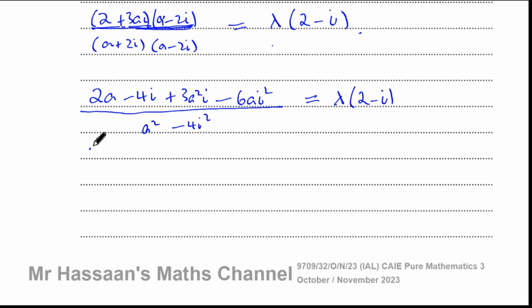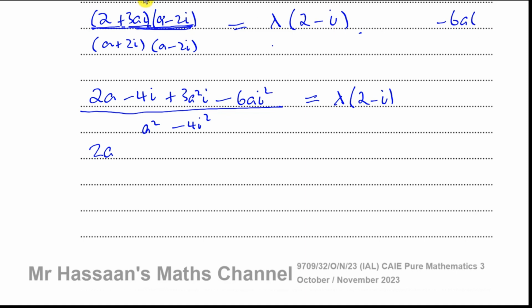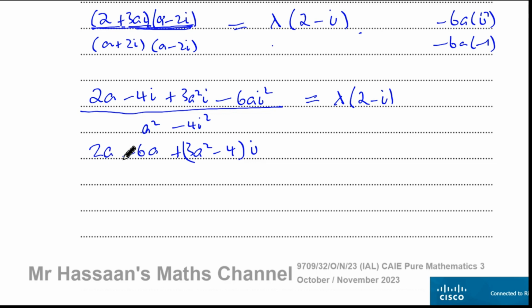So this will be 2a, and this is going to become minus 6a times i squared. Minus 6a times i squared is the same as minus 6a times -1, which is plus 6a. So this is going to become positive 6a, so I'll put it here with this so I can combine them. And here, let's write it in this way, 3a squared minus 4, and all of that is the i term. So I've got the real part here and the imaginary part there.